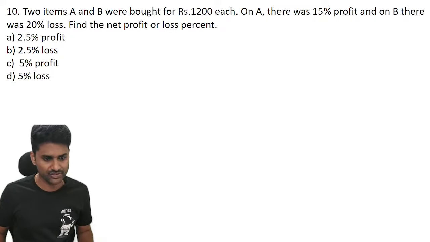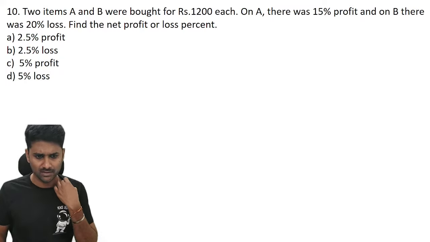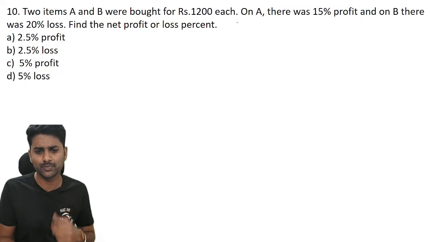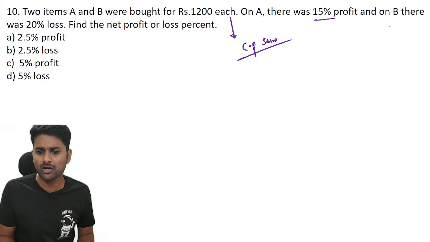Let's see this last question. Now understand that two items A and B were bought at 1200 rupees each, meaning the cost price is the same. Then A got a profit and B got a loss. See, A got profit. How much profit here?